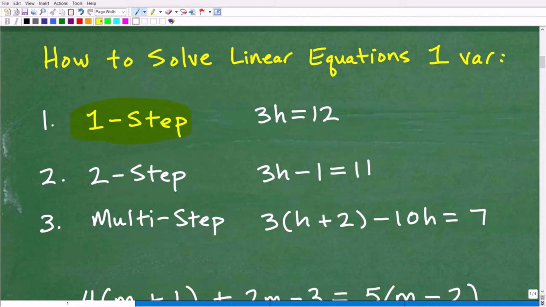Okay, now hopefully you're saying, oh, 3h is equal to 12, all I need to do is divide both sides of the equation by 3, and h would be equal to 4. If you did that, and if you understand that, then that's excellent.